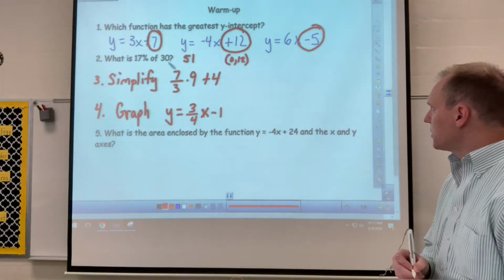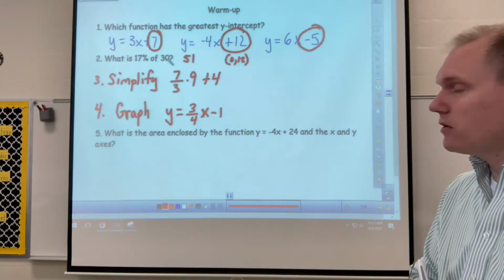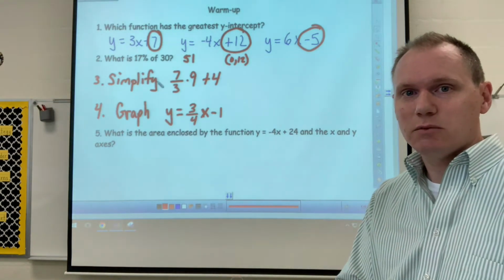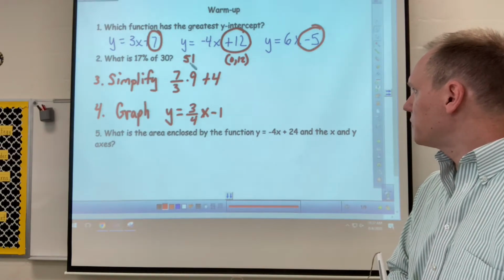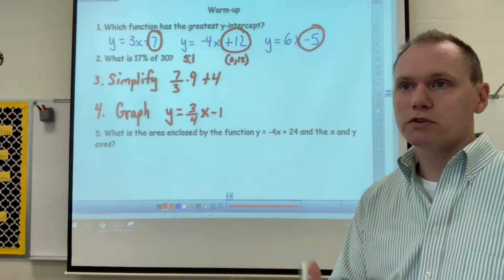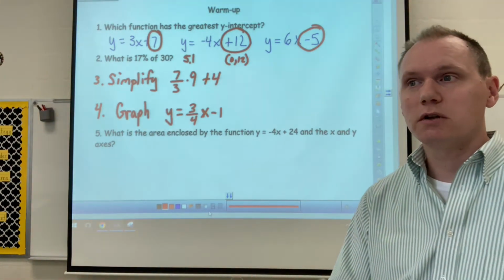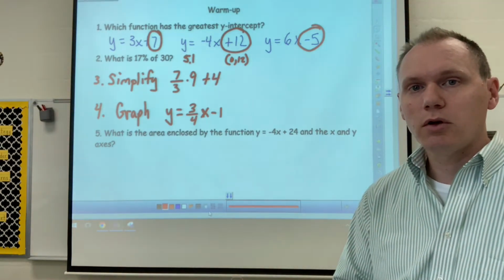So let's try to make sense of this. Let's see, 51 is above 30, so it can't be that one because we're taking 17% of 30, so it should be less than 30. So it's not 51, how about 5.1? Does that make sense there? Let's see, 20% of 30, 2 times 3 would be 6, so 20% of 30 would be 6. So it makes sense that 17% would be just a little bit below that, so 5.1.